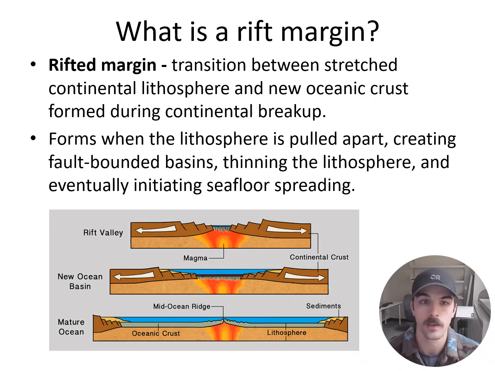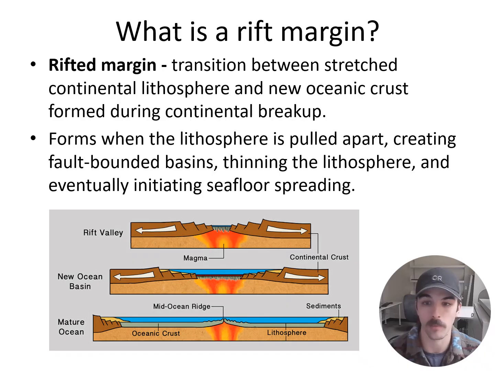Okay? If we want to define a rifted margin a little bit further, we can say that rifted margins form when the lithosphere is pulled apart, creating fault-bounded basins in the crust, thinning the lithosphere, and eventually initiating seafloor spreading. Now, there's an important distinction to be made here as well. Seafloor spreading is the terminal point or terminal state for many rifted margins, but not all rifted margins.